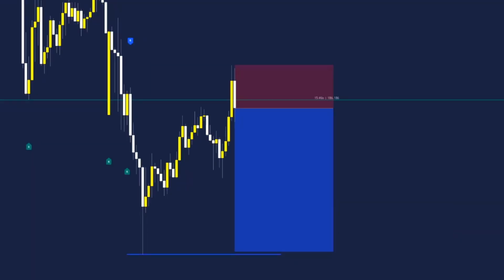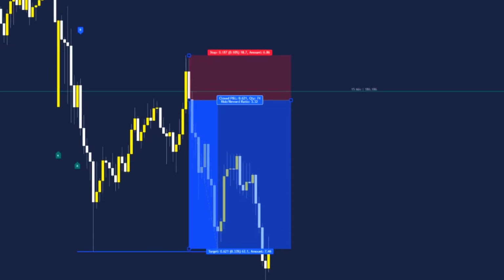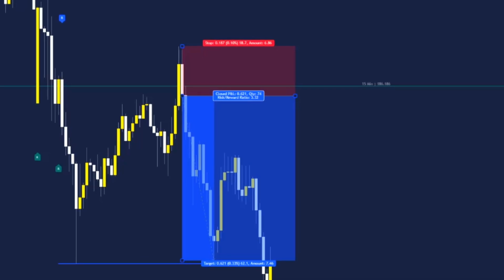And let's see what happens. And there we go for a 3.32 result. Price has hit our take profit, and we can confirm that that is a successful trade.